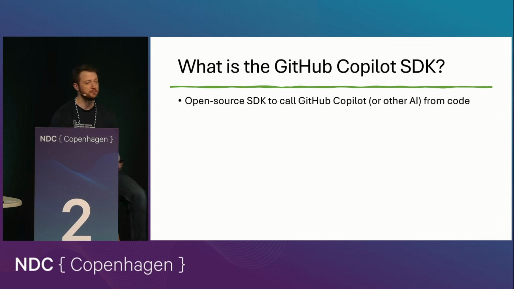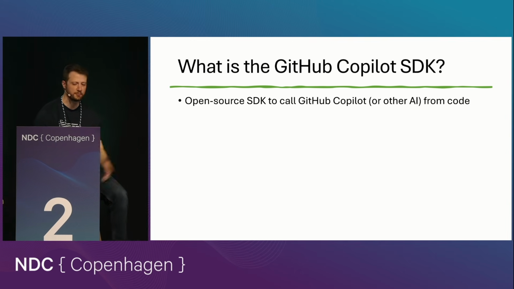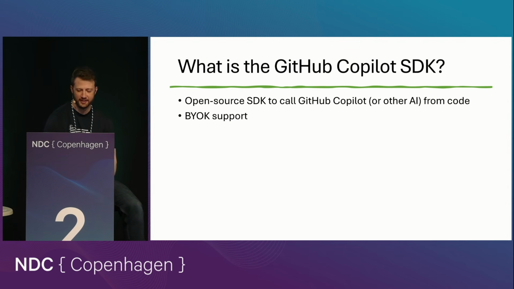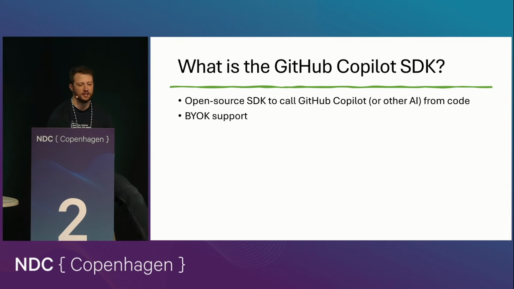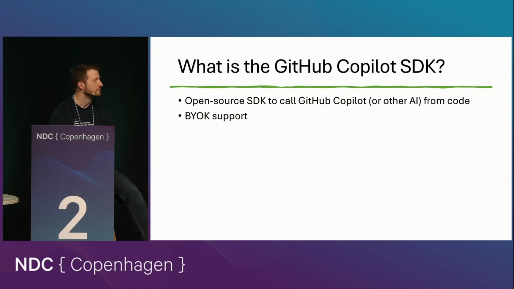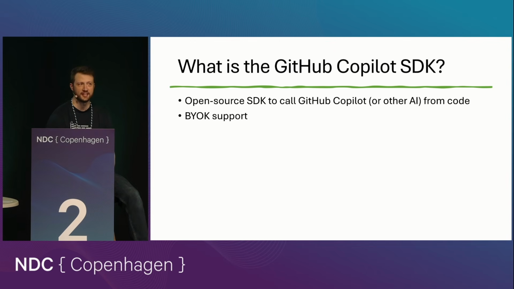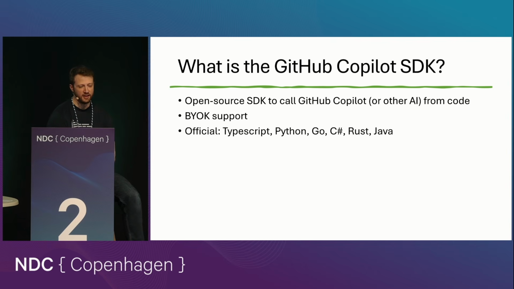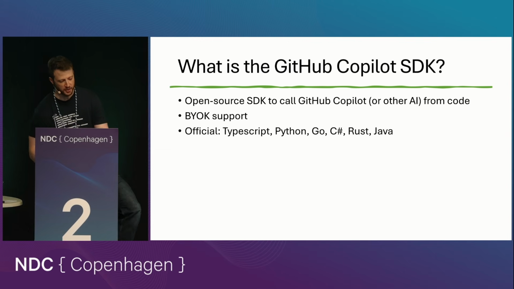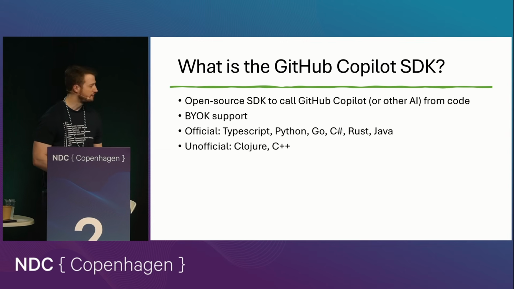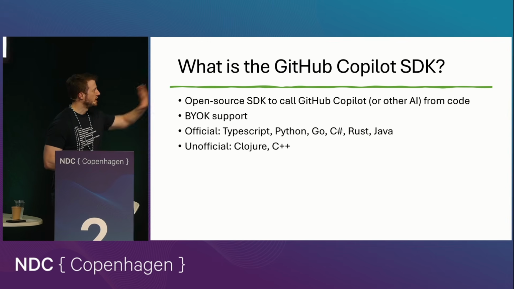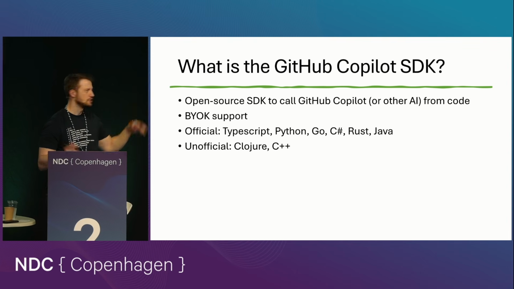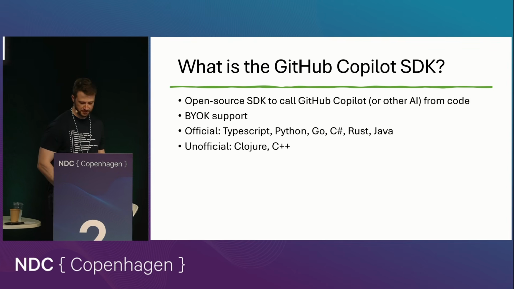The Copilot SDK is pretty much what it sounds like. It's an open source SDK from GitHub to call GitHub Copilot from code. It says "or other AI" there because they support bring your own key. You can bring an Anthropic API key, OpenAI. You can use local models. You don't even have to be logged into GitHub, and the Copilot SDK will still work with those. Officially, it's supported in TypeScript, Python, Go, C#, Rust, and Java. Unofficially, also Clojure and C++. This just means GitHub is not the one making those versions. Some third party is writing those, but they exist.